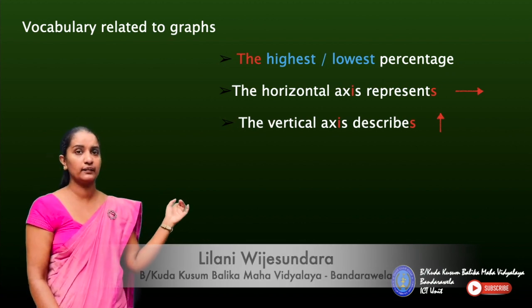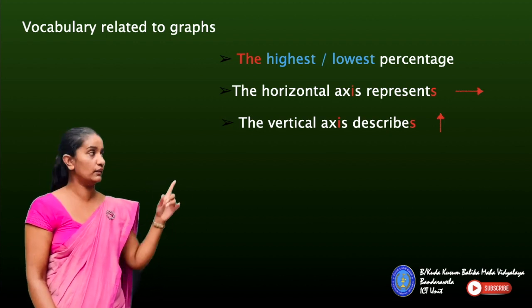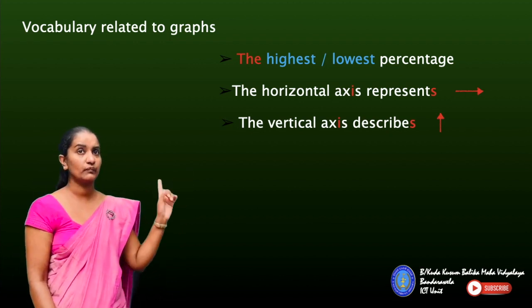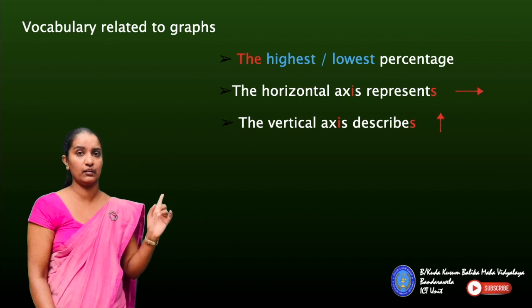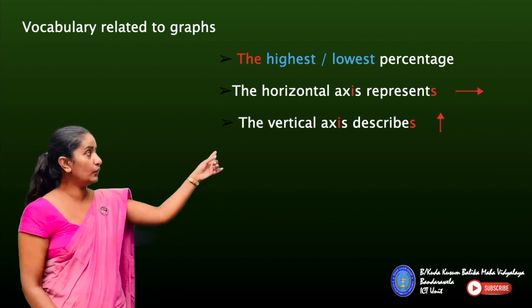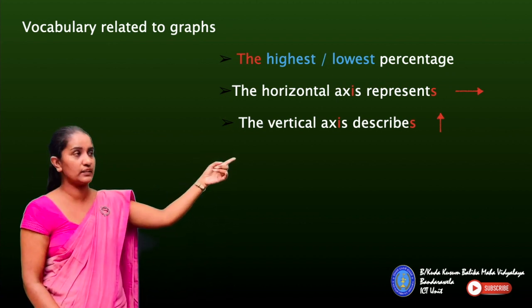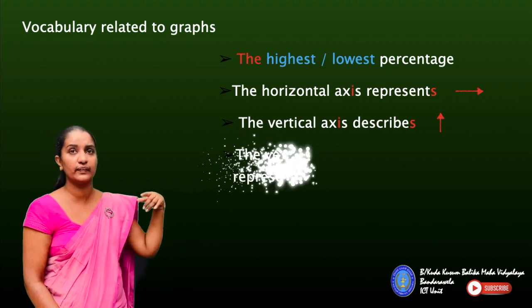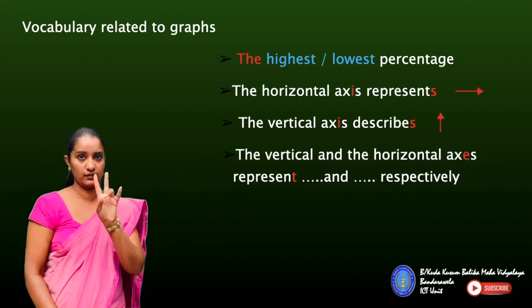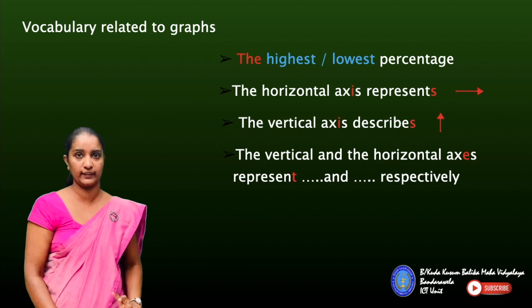But you can write like this also. Look at the third one. The vertical and the horizontal axis. Look at the E letter which I have written in red color. That means you have taken both together.